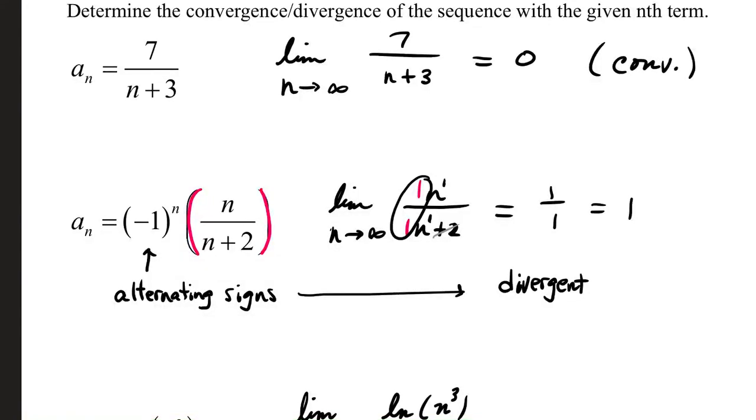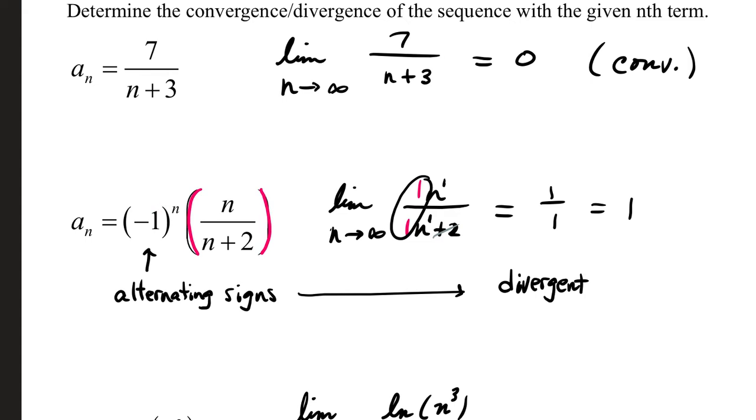We can determine the convergence or divergence of a sequence if given the nth term by taking its limit as n goes to infinity. In our first example, we have the nth term of 7 over n plus 3. As n gets really large, 7 over n plus 3 will approach 0, fixed numerator, growing denominator. So that sequence converges.